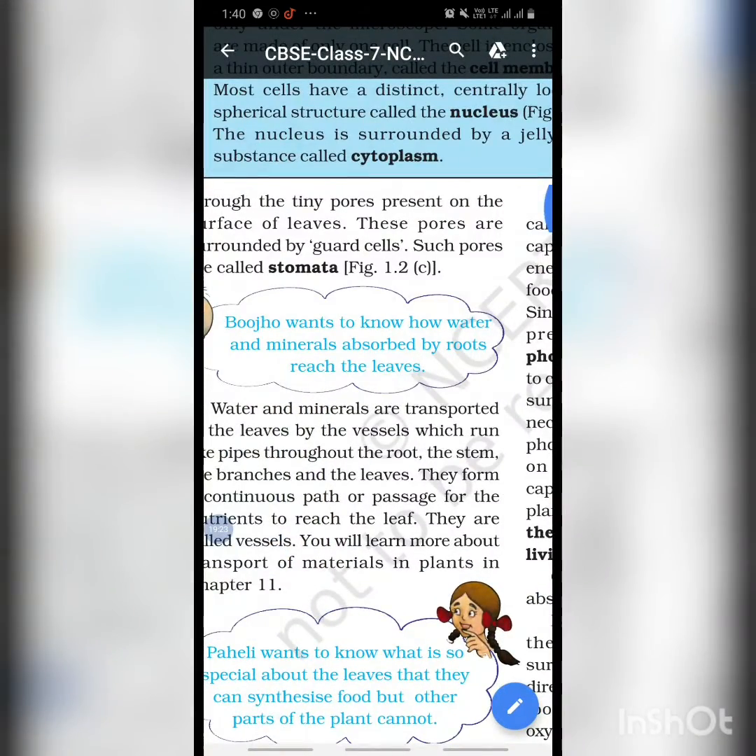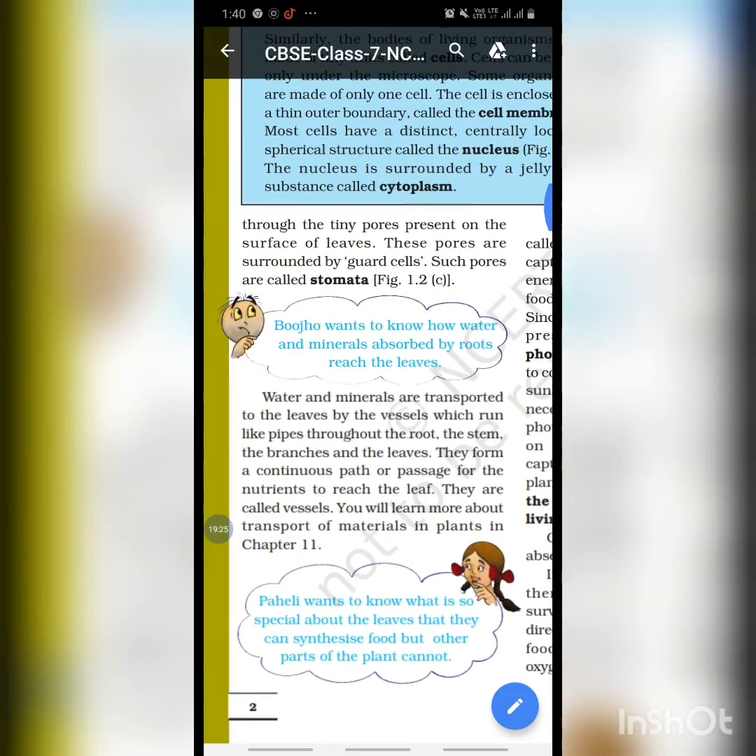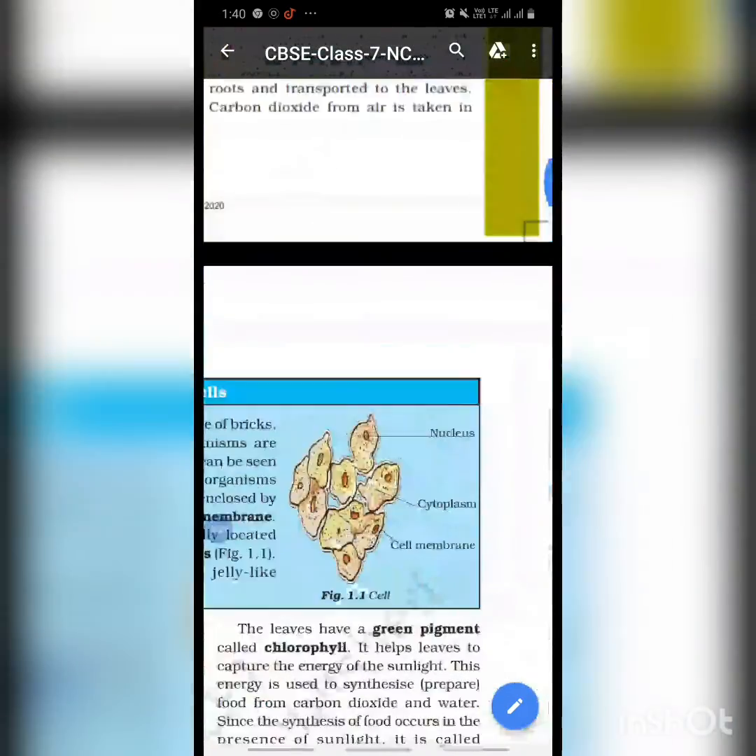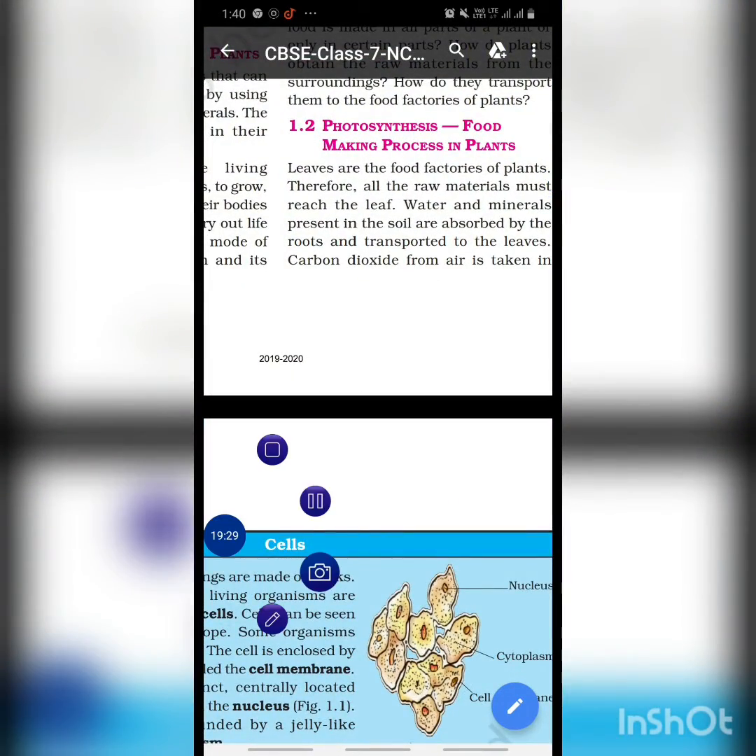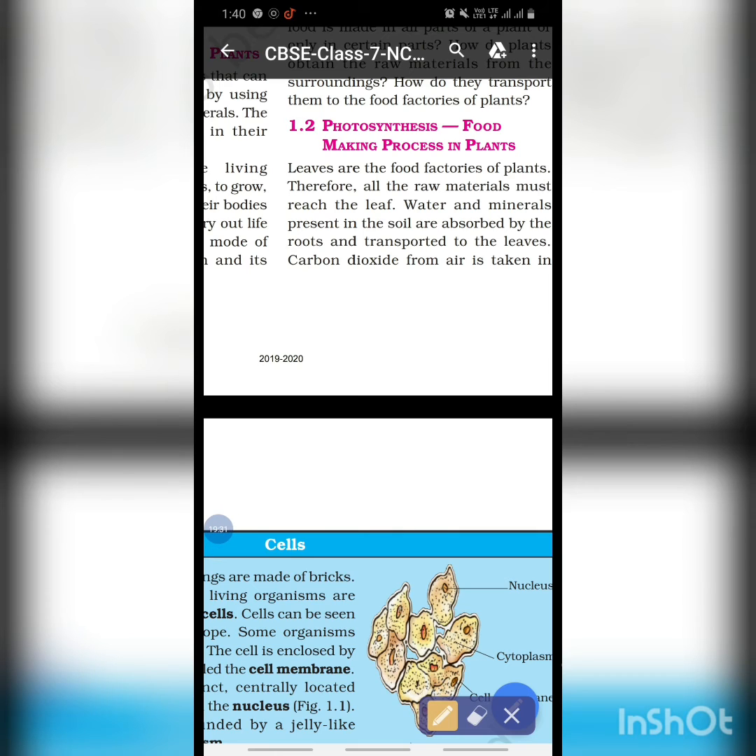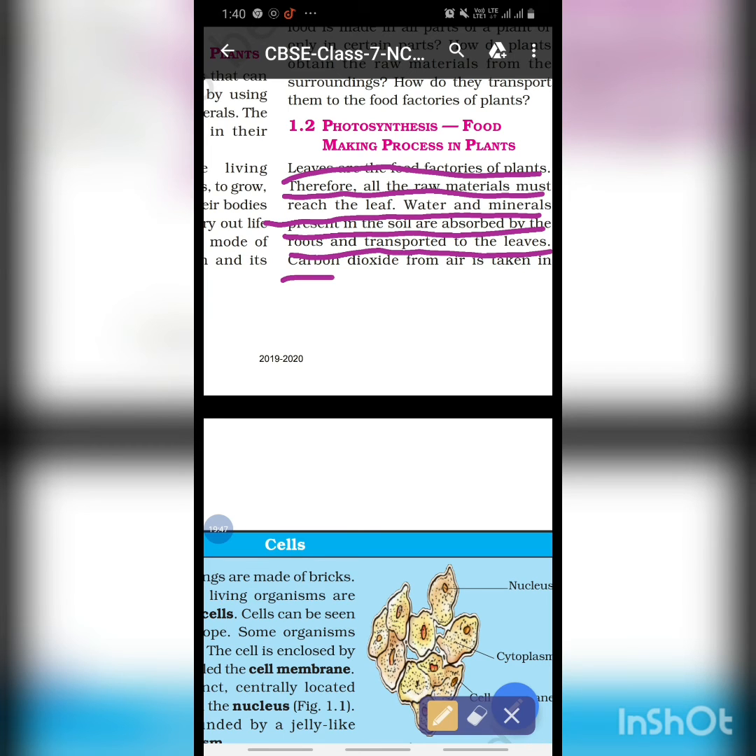We have to explain it so long, I will tell you now only. The answer will be from here. Let's mark the answer here. Leaves are the food factories of the plant, therefore all the raw materials must reach the leaf. Water and minerals present in the soil are absorbed by the roots and transported to the leaves. Carbon dioxide from air is taken in.